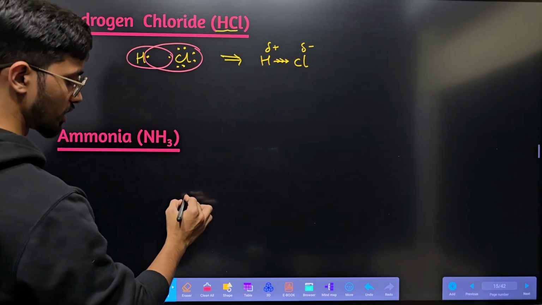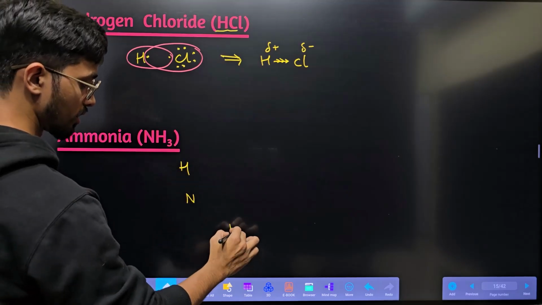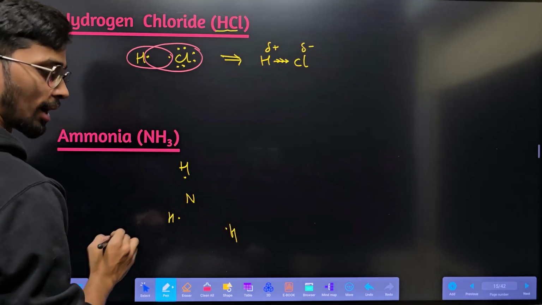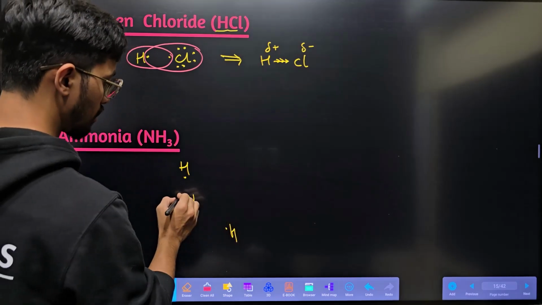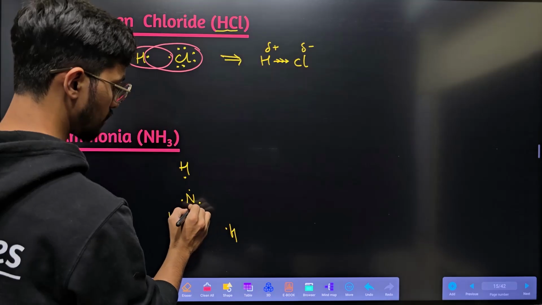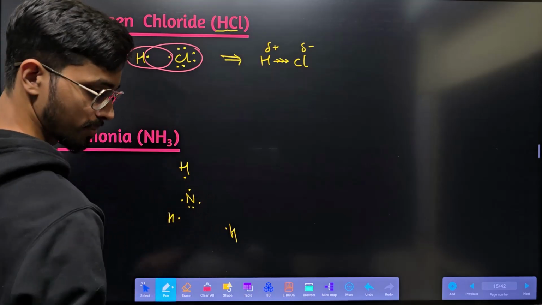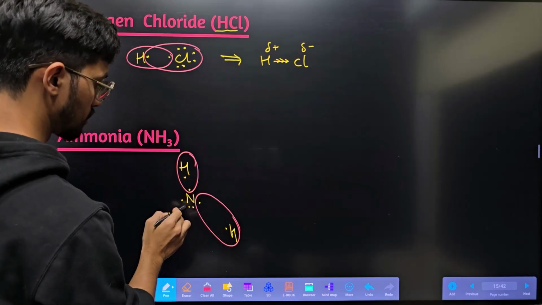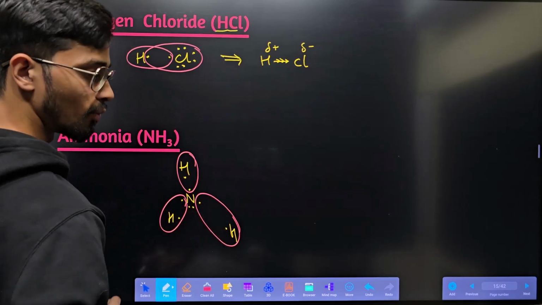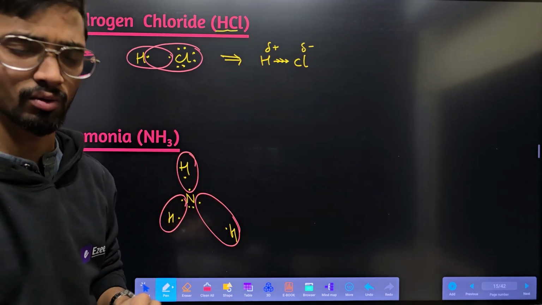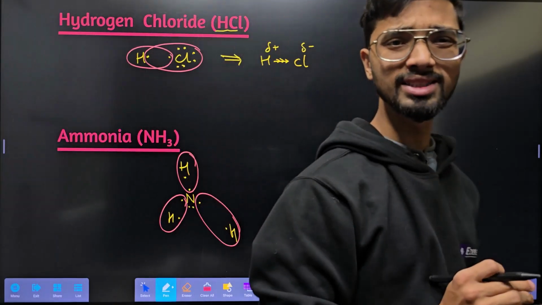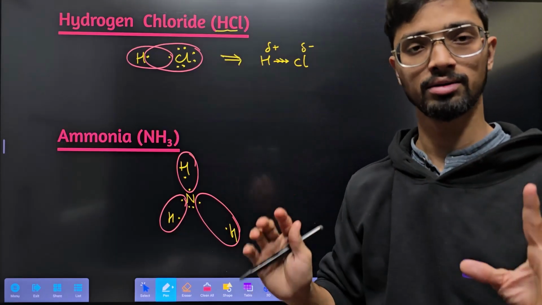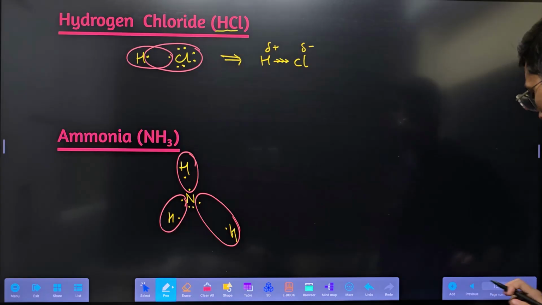Ammonia, NH3. Hydrogen will have 1, 1, and 1. Nitrogen has how many? 1, 2, 3, 4, and 5. Sorry, nitrogen has 5. So 1 bond, 2, and 3 bonds. One lone pair will be kept extra. What is the lone pair? The lone pair is something which does not take part in bonding. It is called a lone pair. Okay.